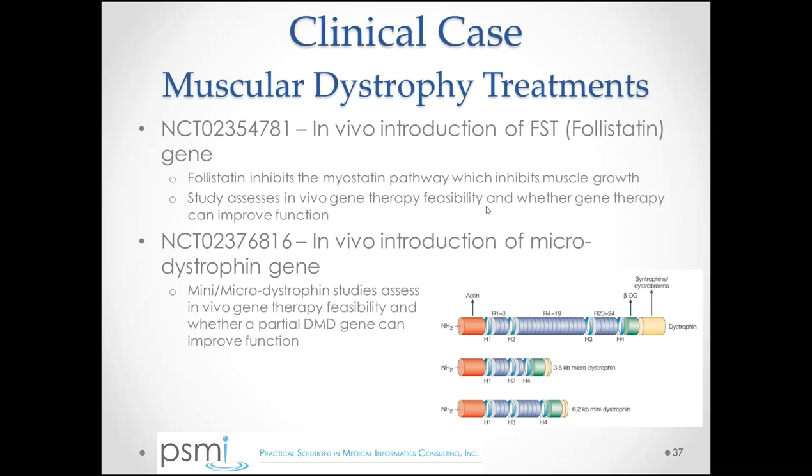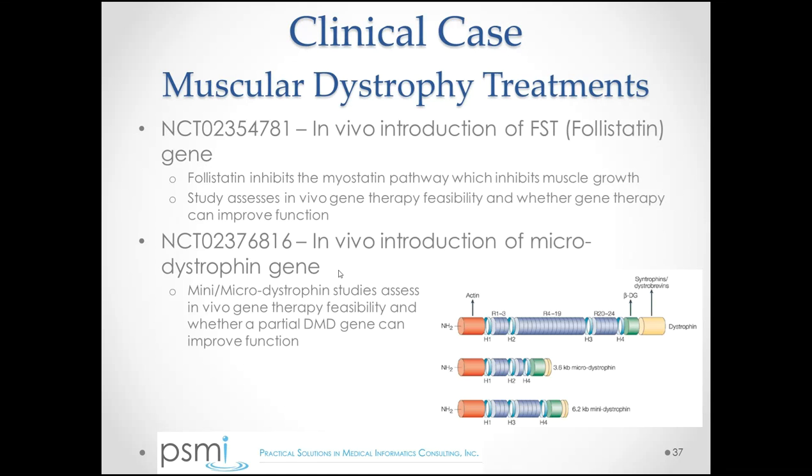These are genes that are carried in viruses, and they're just injecting them into various muscles, and they're trying to assess, is in vivo gene therapy even feasible, and can we find any evidence that gene therapy can improve function? And in this study, we can't inject a complete dystrophin gene.